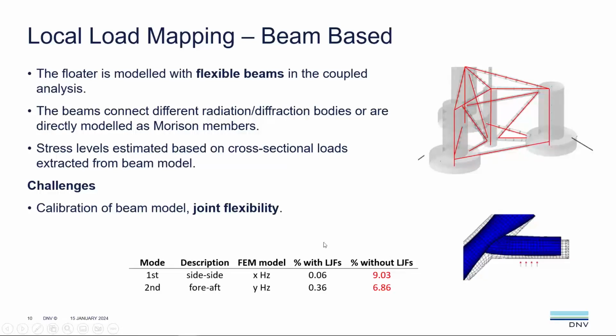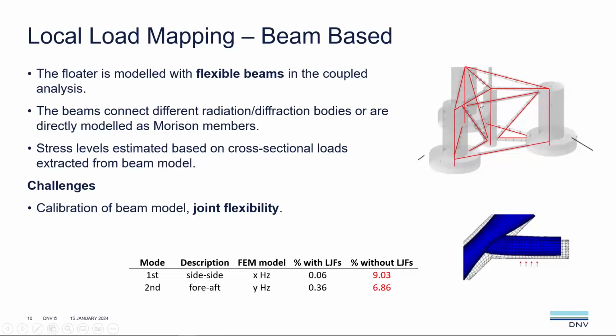And we compared the coupled frequencies against the prediction from the finite element model. And what we saw was that the local joint flexibility was quite important to predict these coupled frequencies. So we had a percentage difference of 9%. That is actually in the end important for control design.